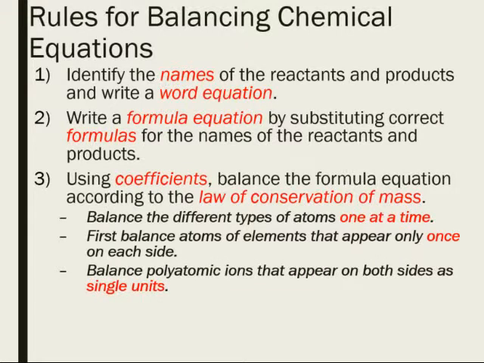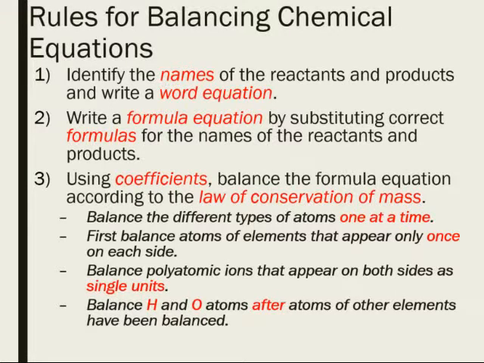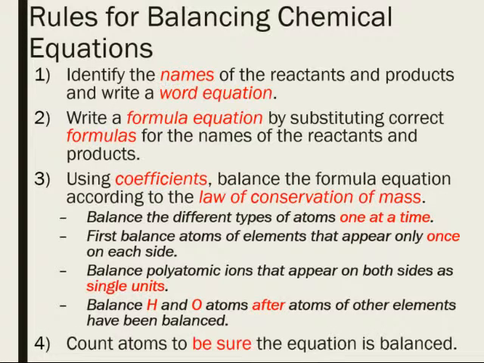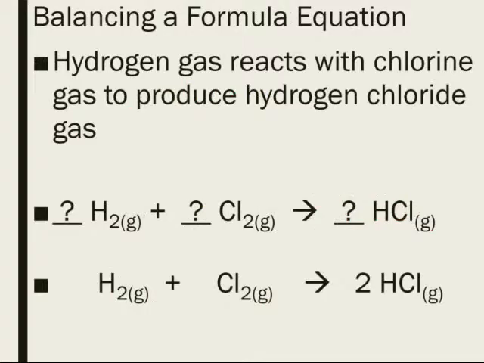Then balance polyatomic ions that appear on both sides. Balance them as single units. You don't have to break them down into their individual elements. Then balance hydrogen and oxygen after other atoms have been balanced. And lastly, count your atoms to be sure that the equation is balanced.